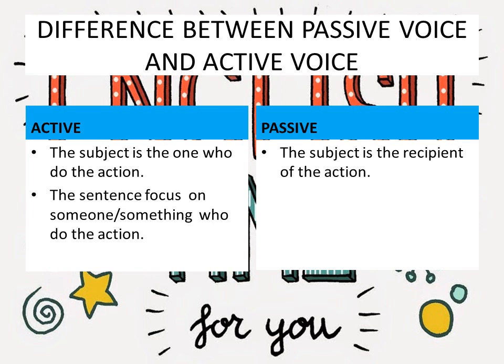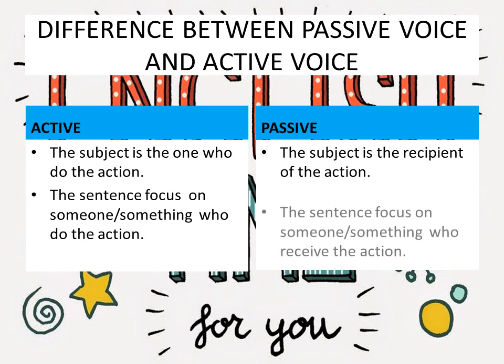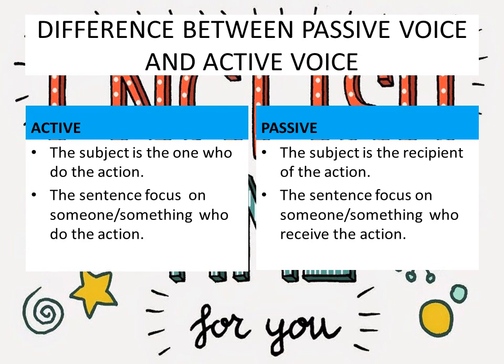In active voice, the sentence focuses on someone or something who does the action. Meanwhile, in passive voice, the sentence focuses on someone or something who receives the action.